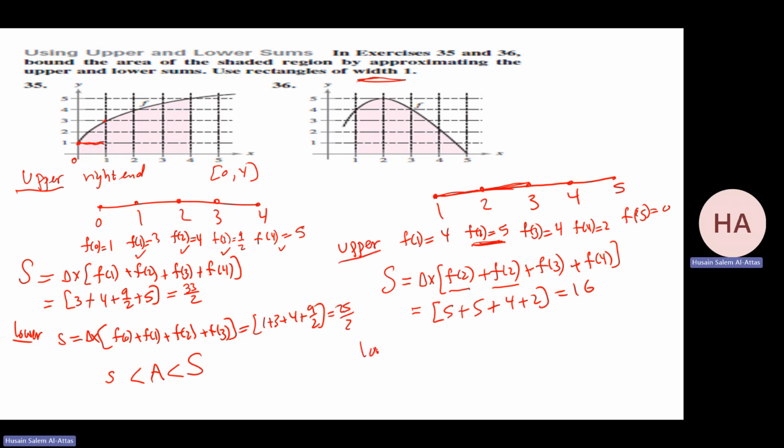Now it comes to the lower. I'll take small s, delta x. Be careful now. F of 1, f of 2, I'll take f of 1, the smallest. Here I take f at 3. Between 4, I take f at 4. Then take f at 5, the smallest. I take the smallest. That will be 1, f of 1, 4, f of 3, another 4, and that will be 2 plus 0. That gives me 10. So this is the lower. So my area is between 10 and 16.